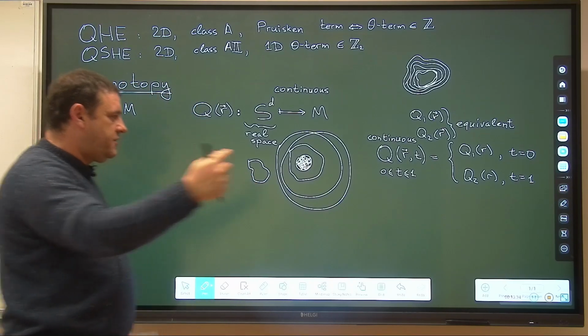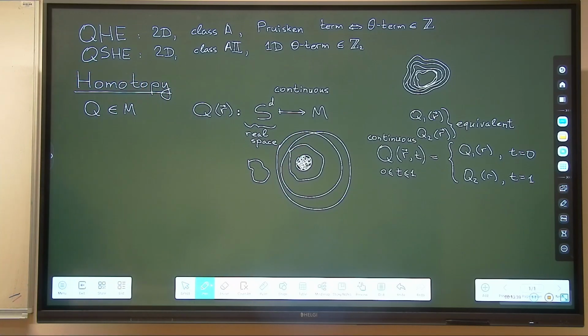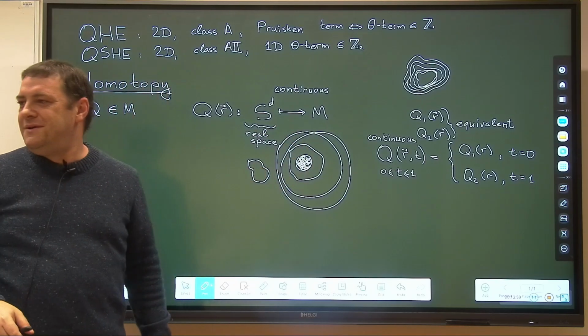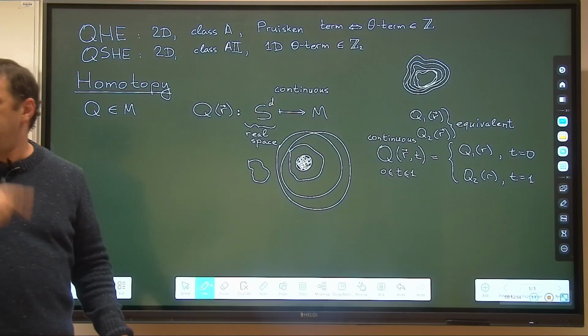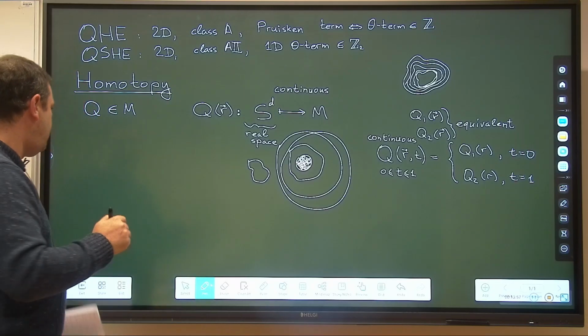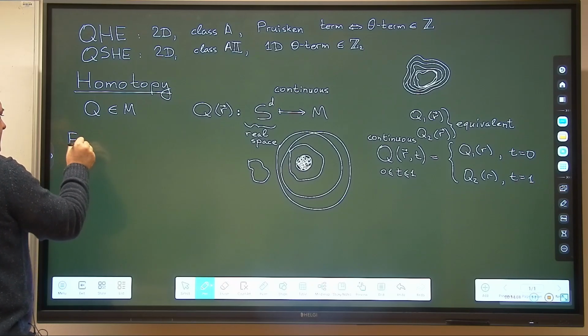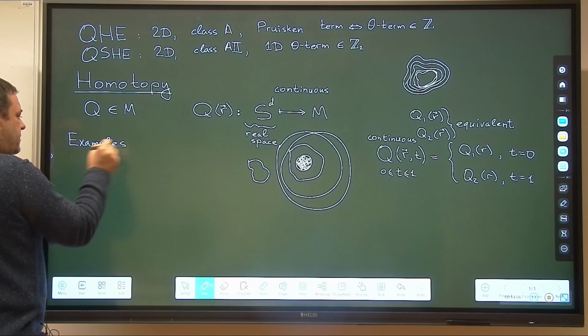So if I have a board with a hole, there are many homotopy classes, and all these homotopy classes are labeled by an integer number, which is just how many times my loop goes around this hole. It can also go in the opposite direction, so it can be a negative integer. So, example. We will have many examples, actually.